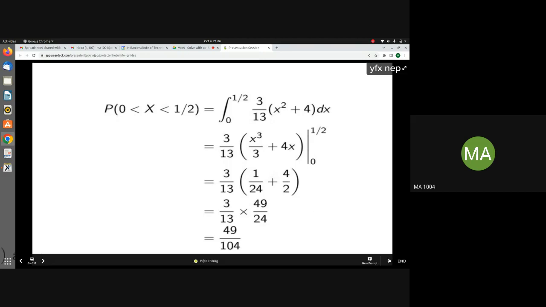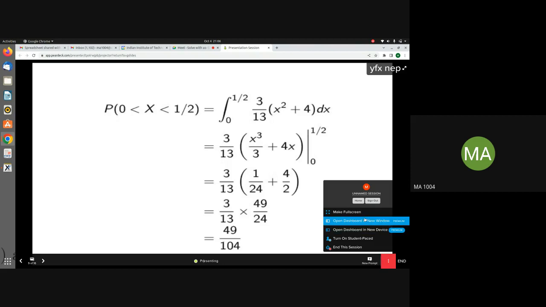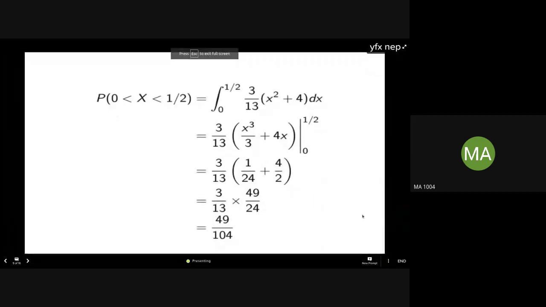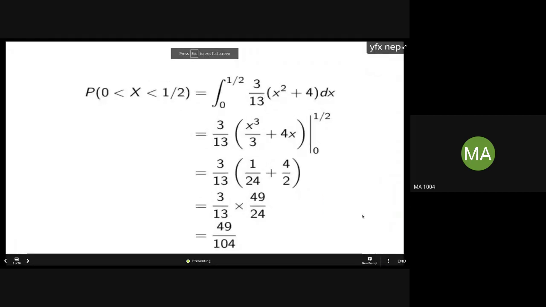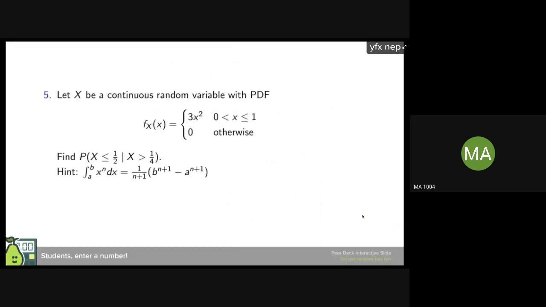Okay. So everybody understands this one, right? I'm assuming that you are understanding. If any problem is there, just tell me at that point itself. Okay. Now this is the conditional probability you have to solve.